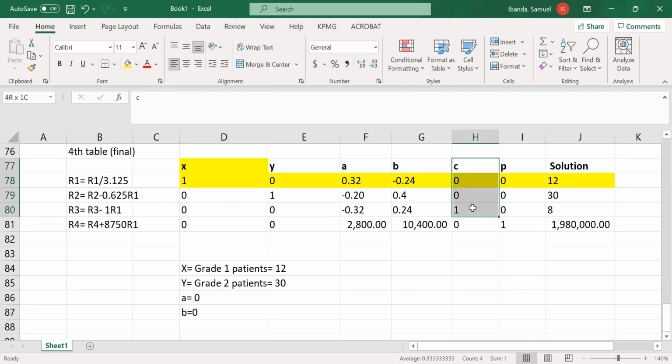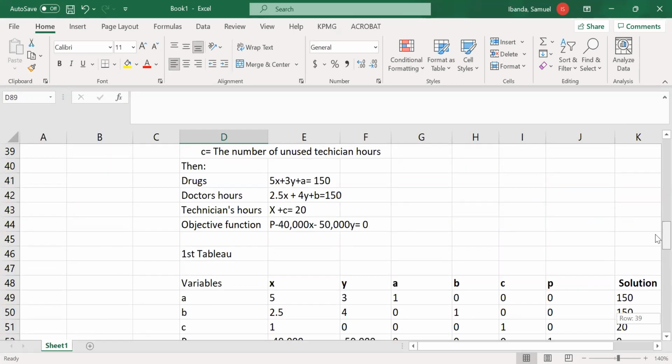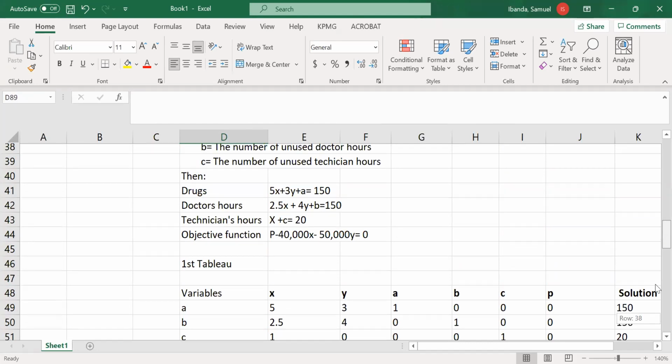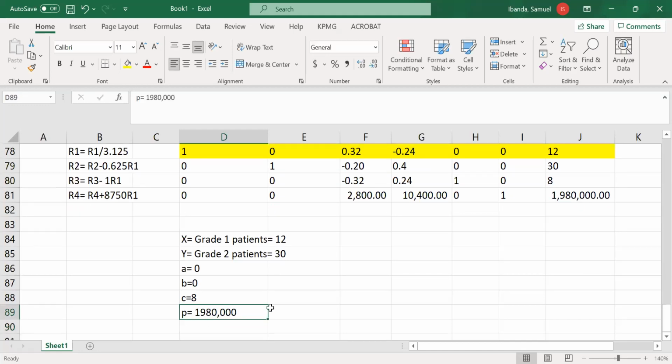C is actually 8. You come down here and go, this is 8. So C is actually 8. C is the slack variable attributed to technician's hours. Then P, when you do P and get here, P is 1,980,000.